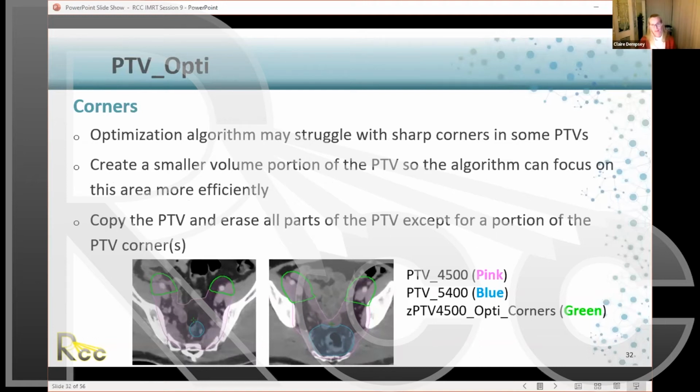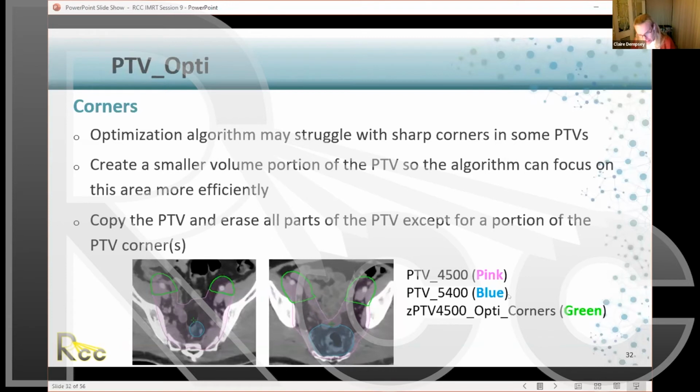Corners. So corners are, if you've got an unusually shaped PTV, so this is often pelvis cases with nodal involvement. So the radiation oncologist has got a PTV low that's sort of a horseshoe shaped volume. And so sometimes the optimizer struggles with those corners, those edges, the sort of legs that you see in your PTV. So what you can do is create a corner PTV and then again use the optimizer to focus on those areas to make sure that you get the dose needed into those thinner parts of your PTV. So in that case, you call it a Z PTV dose, we call it opti, and we call it corners.